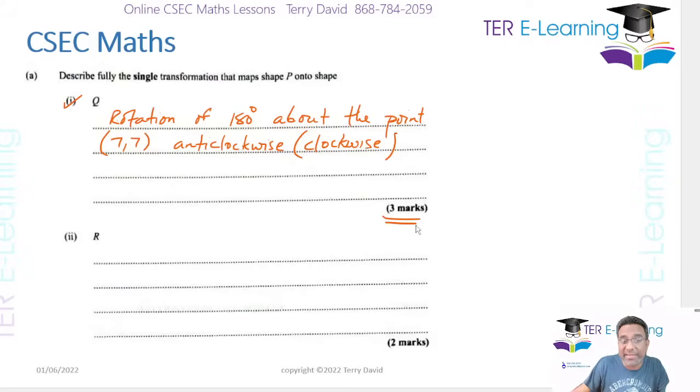Now if you notice, they're giving you 3 marks for this. Let me show you what they're giving you the marks for. You're saying there's a rotation. You need to specify the angle, and you also need to specify what your center of rotation is, right?